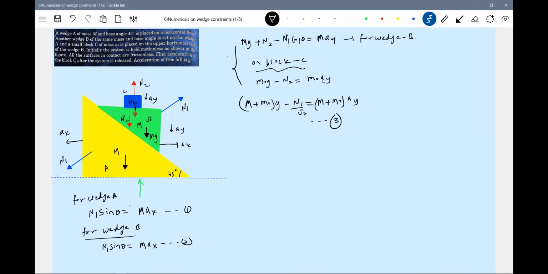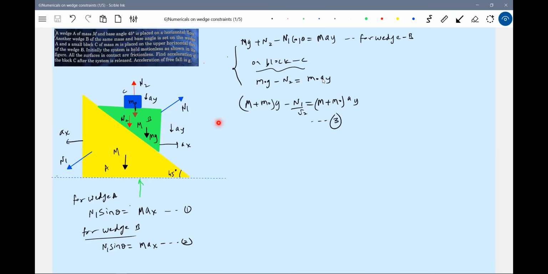Sir, are the accelerations the same for wedge A and B along the x-axis? Yeah, definitely. Because what is the force acting? N1 sin theta on the wedge B, N1 sin theta on the wedge A. So I should put the same acceleration. Yes, this is very important, because we tend to think about the block, but let's not bother who is there on top of it.